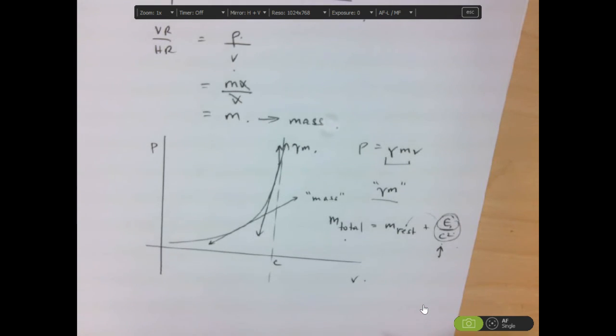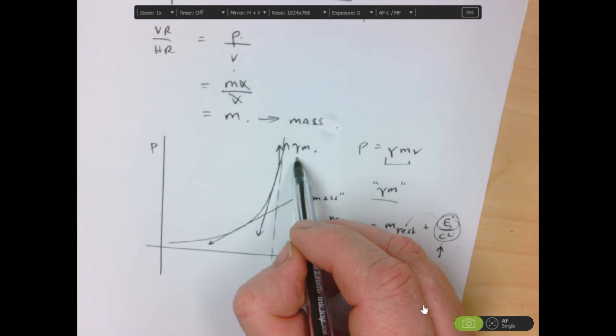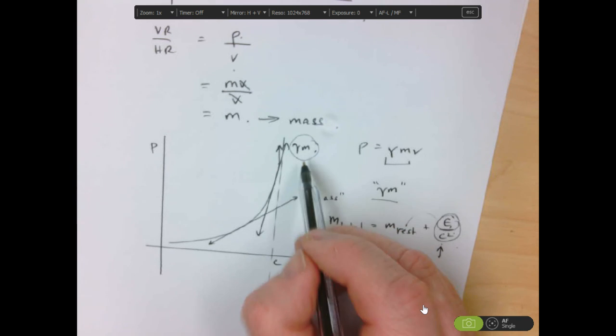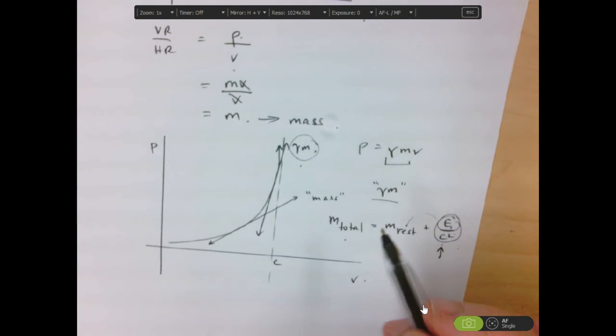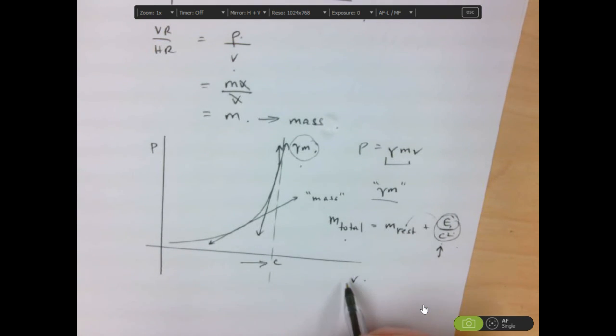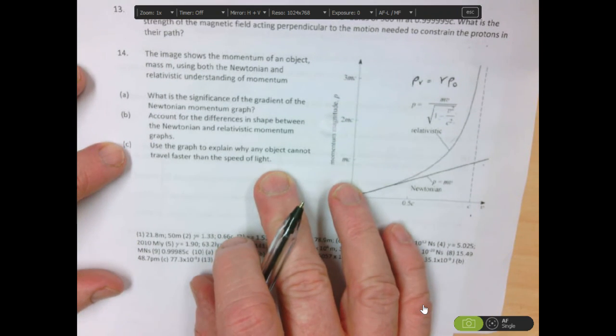Okay, as gamma gets near infinite, because as we get closer to the speed of light, this factor becomes massive, then this tangent becomes near vertical. And as a result, as we approach the speed of light, we can't actually get there. Okay? And that there explains c.